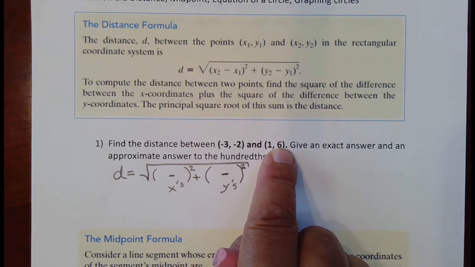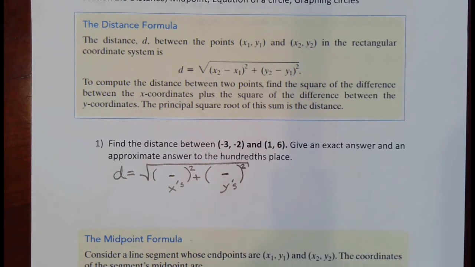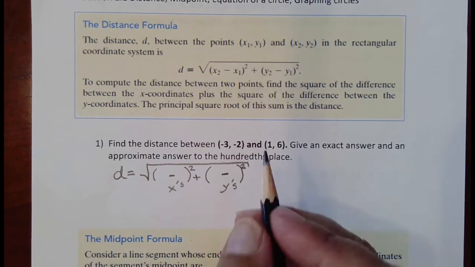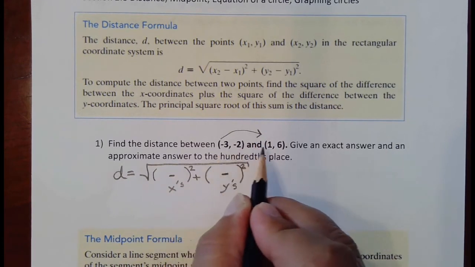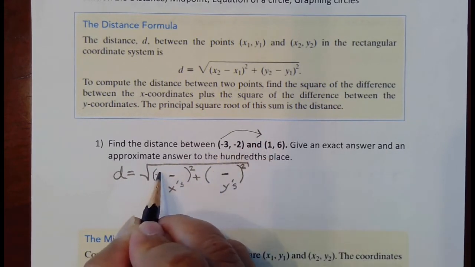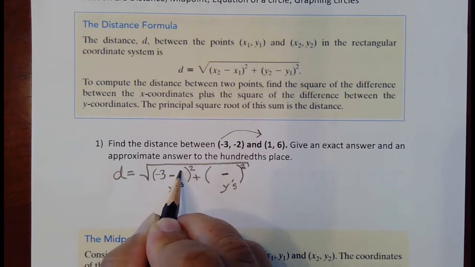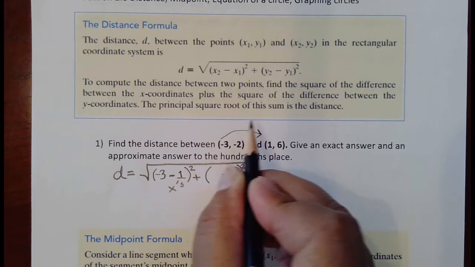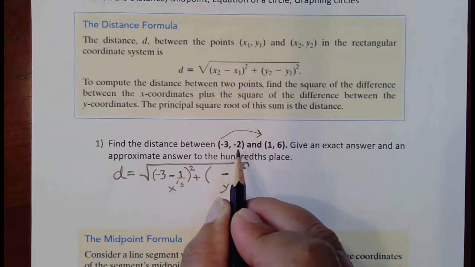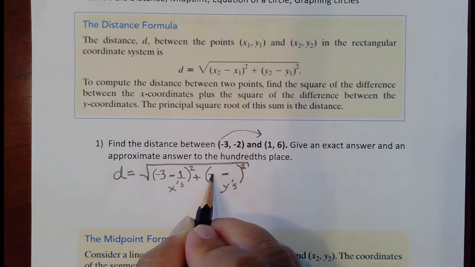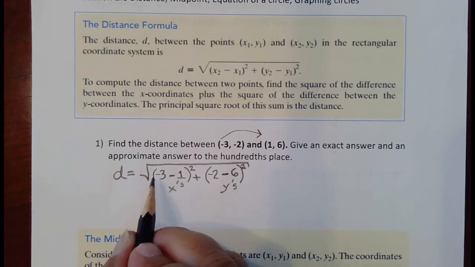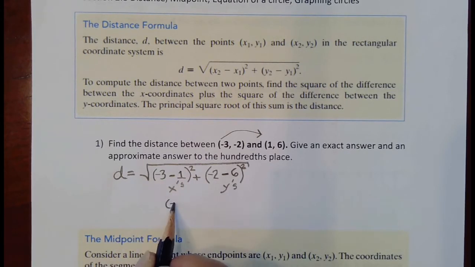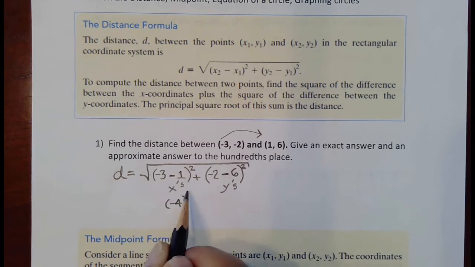So the x's here, I'm moving in this direction, and that'll be your choice. I'm going to use -3 and then 1 as my other x value. So -3 and +1 as my other x value. Moving in the same direction when I go grab the y's, I'm going to use -2 and 6. Okay, now continuing to clean this up. -3 take away 1 is -4. -4 squared is 16. And then let's work on the y's. -2 take away 6 is -8.